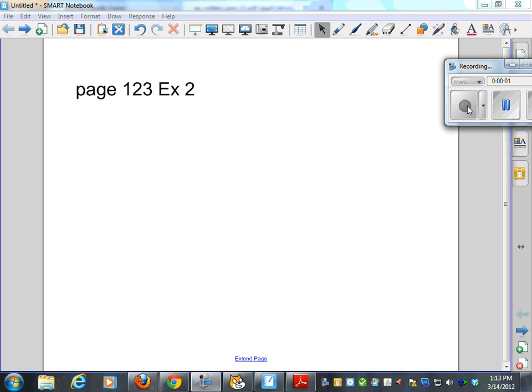Let's start by going to page 123, example number 2. Now, I realized yesterday that I was blathering on and on, so I didn't show you this, but it's relatively easy. Okay? So I'm reading from page 123. This is example number 2.